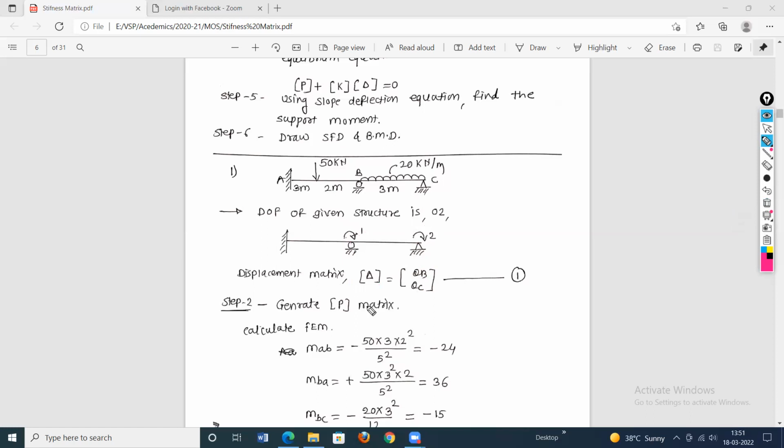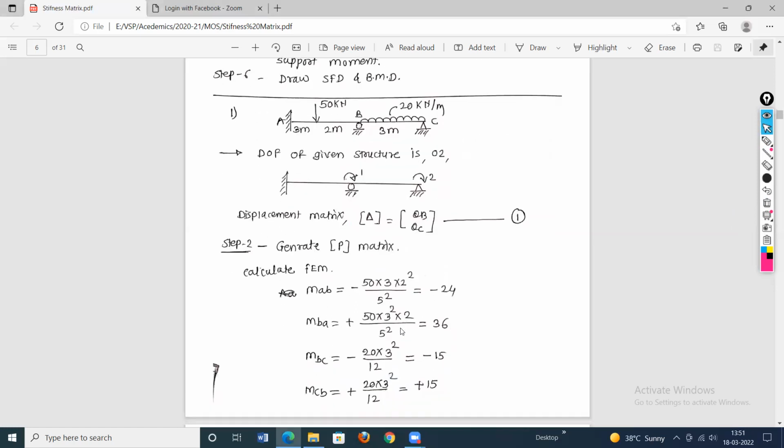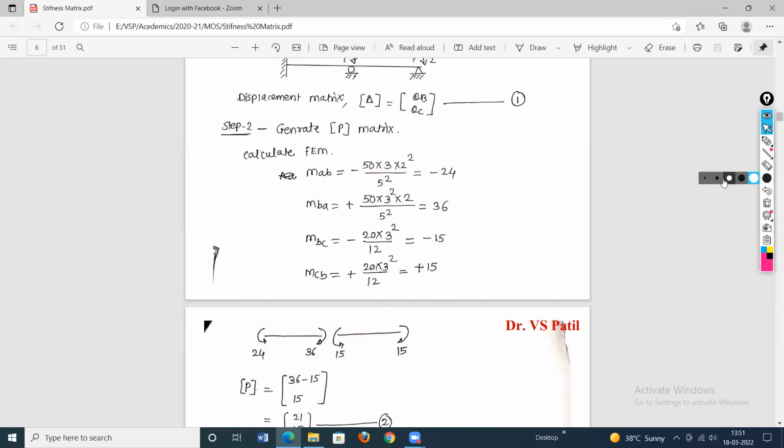Next, now we'll generate the second matrix as per step number 2. It is called the load matrix. To develop the load matrix, determine the fixed end moments, what are called the restraining forces, the restraining moments at the support. And we know that to calculate the fixed end moment, we make the assumption that each span is assumed as a fixed beam.